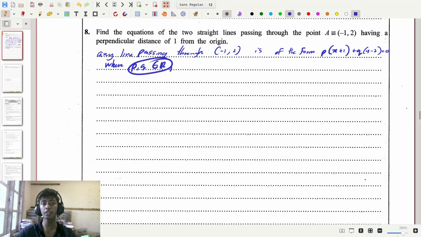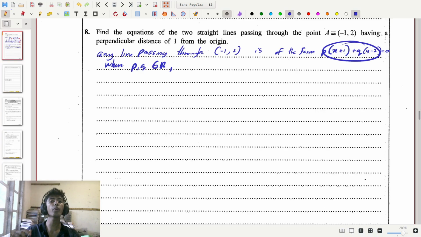Now, in addition to this condition where both p and q are elements of the real numbers, we need to have another condition, and this condition is really a caveat, because if you consider p and q both being equal to 0 at the same time, we're going to have 0 here and 0 here, and therefore no matter what x is and no matter what y is, we're going to have some value times 0 plus some value times 0, which means that we're going to have 0, and therefore this equation is going to be satisfied no matter what x and y are.